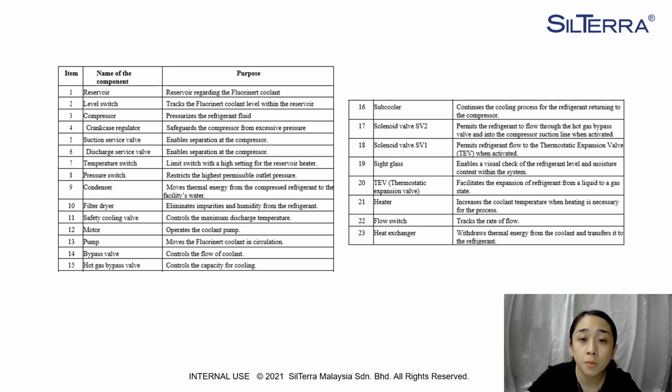16 we have a subcooler. 17 solenoid valve SB2. 18 is solenoid valve SB1. 19 thermostatic expansion valve. Number 20 is a heater. Number 22 is a flow switch. And the last one, we have a heat exchanger.